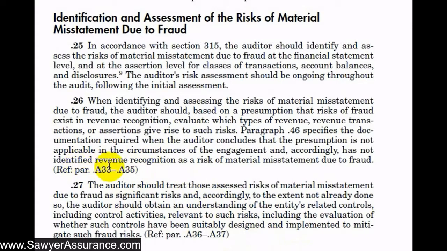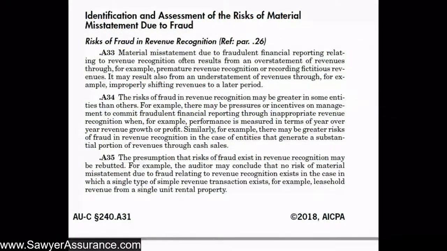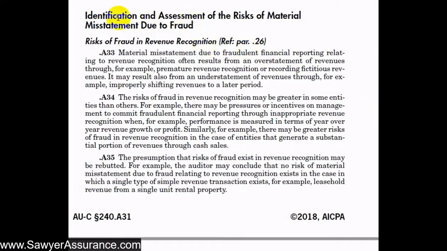So now let's go down to the explanatory material. We have sections A33 through A37 to go through, and we get some more color on how to go about identifying and assessing the risk of material misstatement due to fraud. All right, so now we're down in the explanatory material for some more information on identifying and assessing the risk of material misstatement due to fraud. First, we're going to be discussing the risk of fraud and revenue recognition.